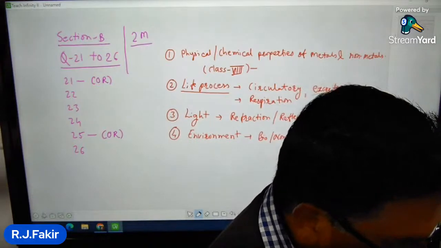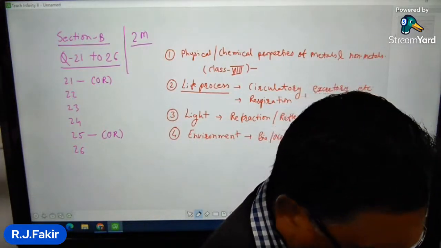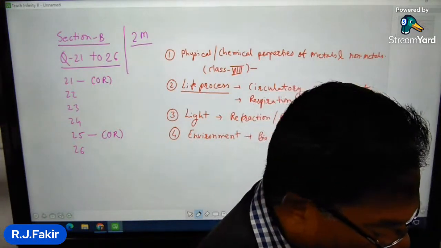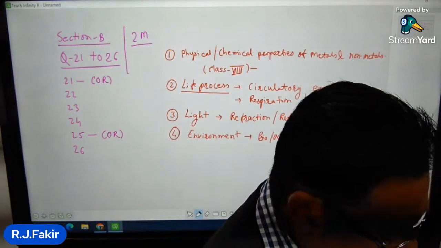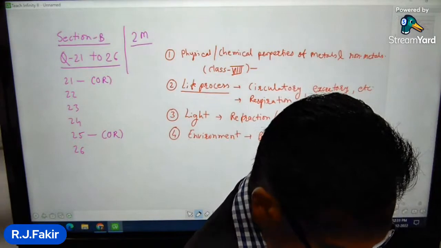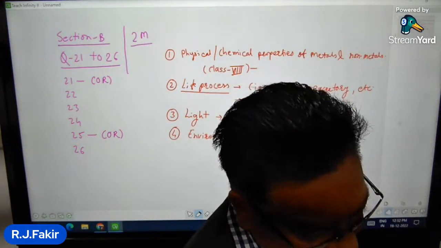Now the two metals which are alloyed with iron to make stainless steel are nickel and chromium. Also the other question was two metals which are used to make jewelry: gold, platinum, silver, any two you can write out of this.